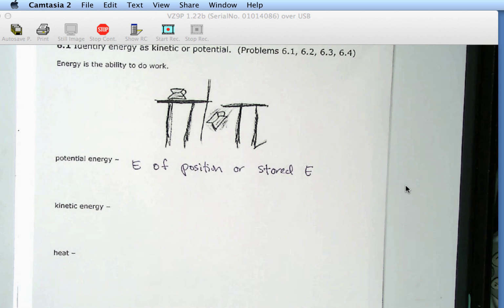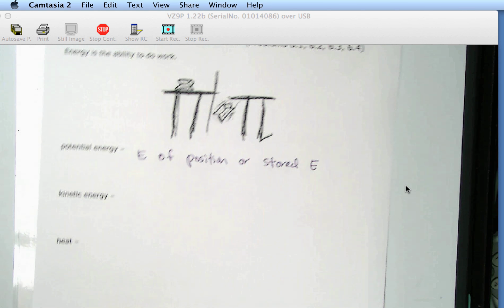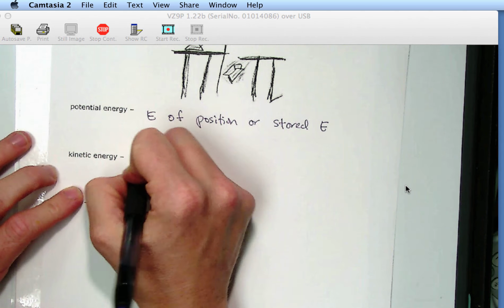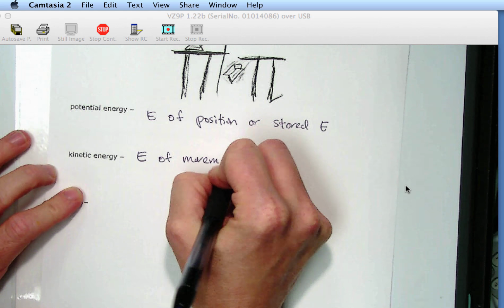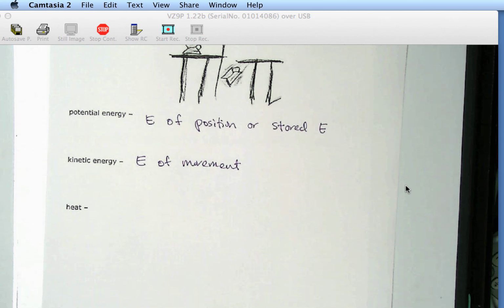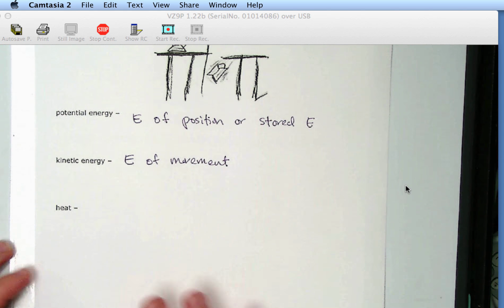And kinetic energy, I think every child under the age of 5 has kinetic energy all the time, right? This is energy of movement. My children don't have very much potential energy. They have all kinetic energy.